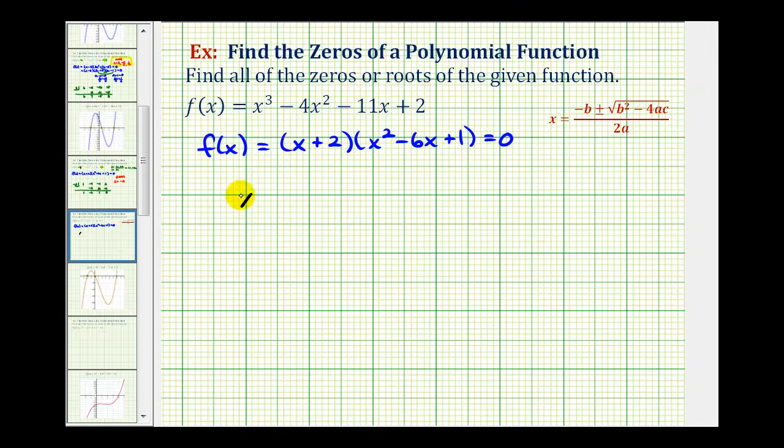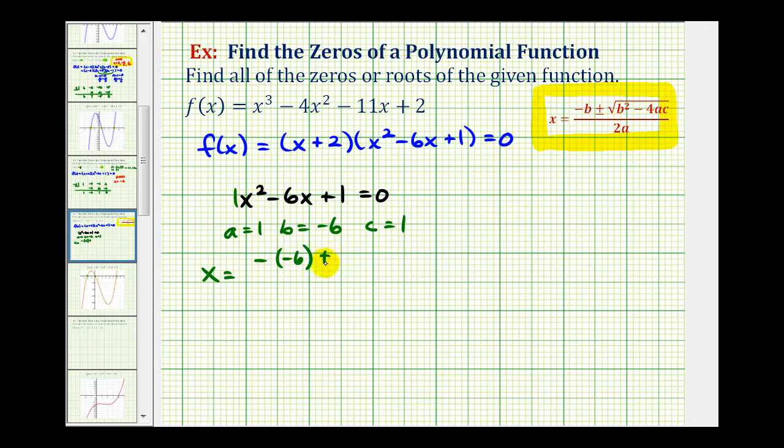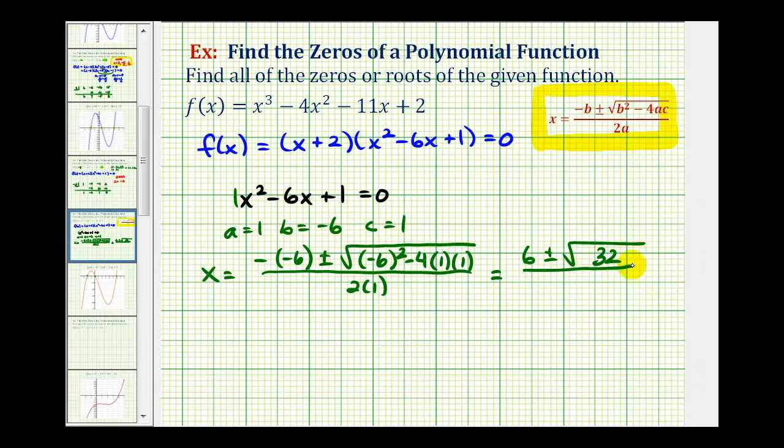So again, now we want to find when x squared minus 6x plus 1 is equal to 0, this will give us our 2 remaining zeros. So here's the quadratic formula if we need to see it. We should recognize that a is equal to 1, b is equal to negative 6, and c is equal to positive 1. So we have x equals negative 6 plus or minus the square root of negative 6 squared minus 4 times a times c all over 2 times a. Now we'll simplify. This will be positive 6 plus or minus the square root of, this is going to be 36 minus 4, that's 32, all over positive 2.